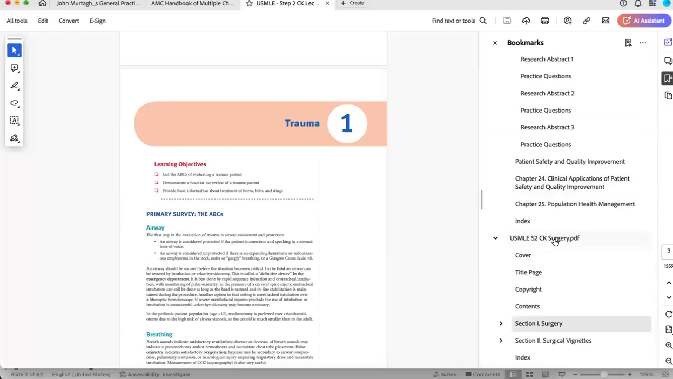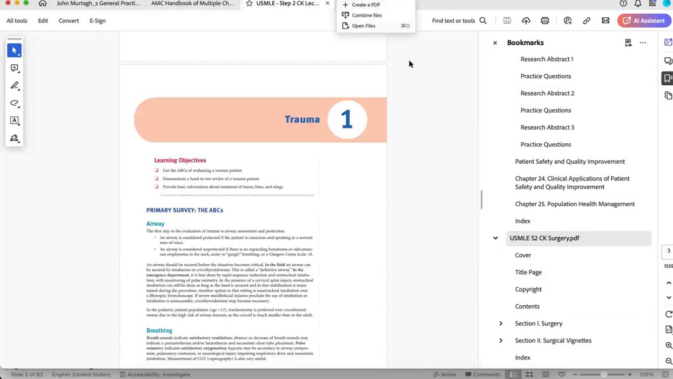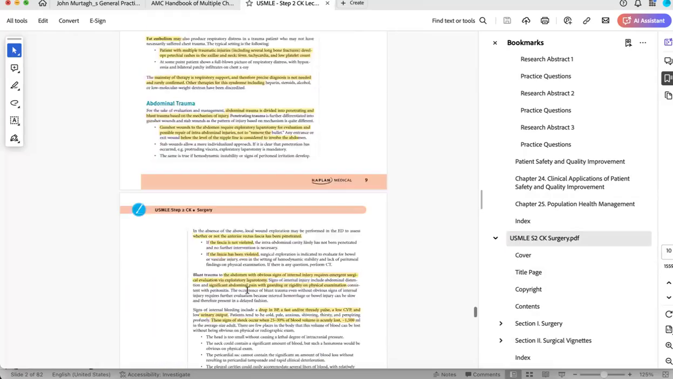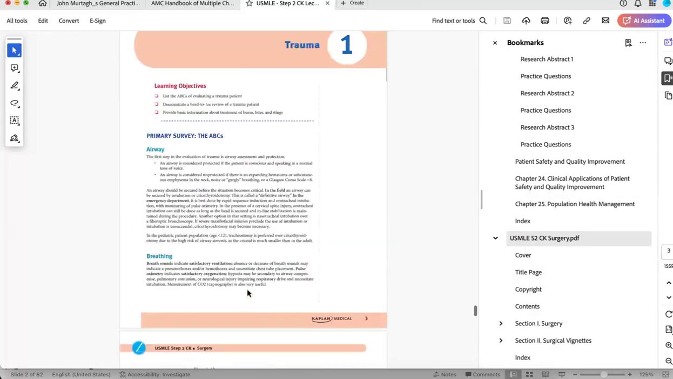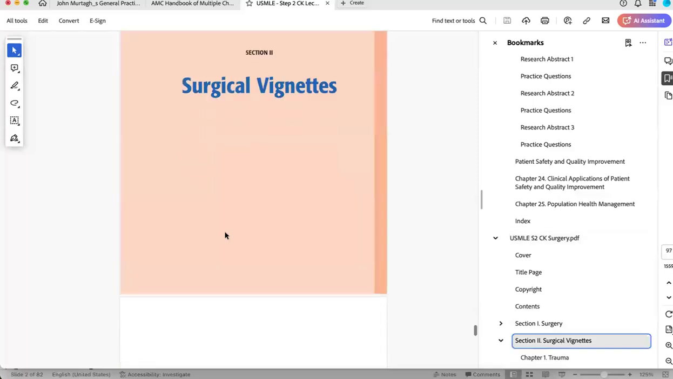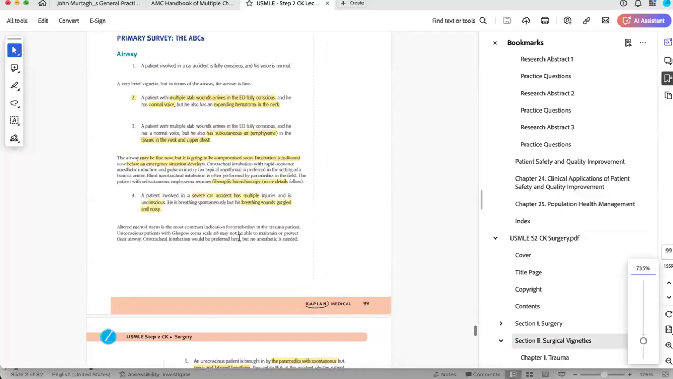If you go to USMLE Step 2 CK Surgery, you will see that there are 2 sections. One is section 1, which is the surgery theory discussion, and then there is section 2, which is surgical vignettes. Surgical vignettes is very important once you go through this trauma chapter. In the trauma chapter, we will discuss each and everything that comes in the exam. But after we discuss the trauma chapter, you need to go through these surgical vignettes. In surgical vignettes, they have given questions.